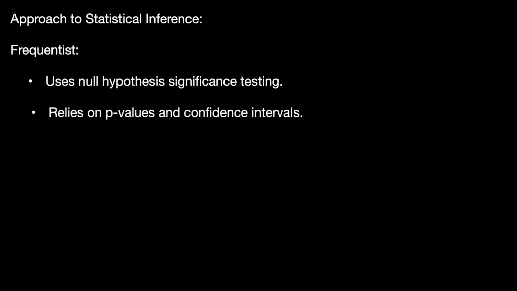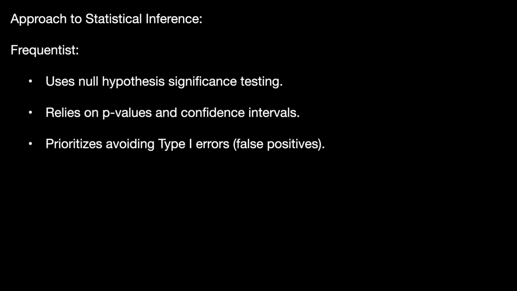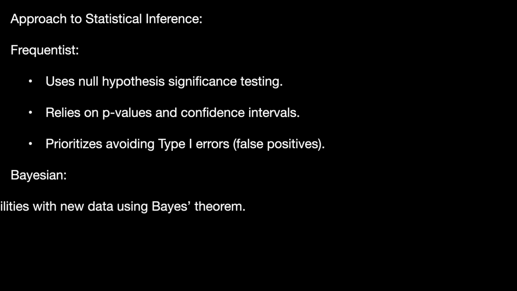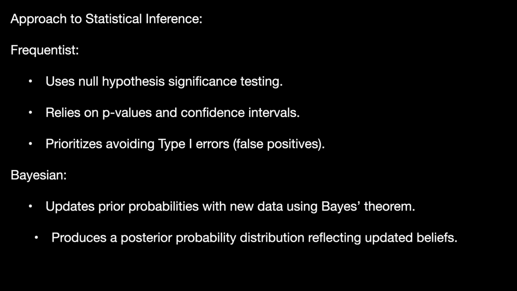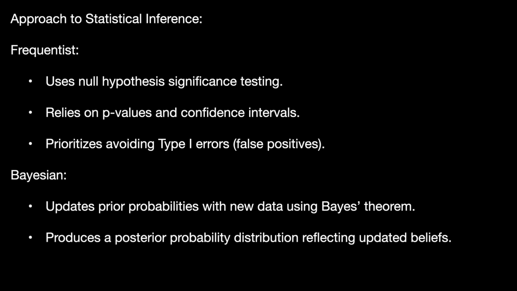Approach to the statistical inferences. In frequentist, it uses null hypothesis and significance testing. It relies on p-values and confidence intervals, prioritizing avoiding type 1 error, that is, false positive. In Bayesian, it updates the prior probability with the new data. It produces a posterior probability distribution reflecting the updated beliefs. It focuses on progressively reducing the uncertainty.